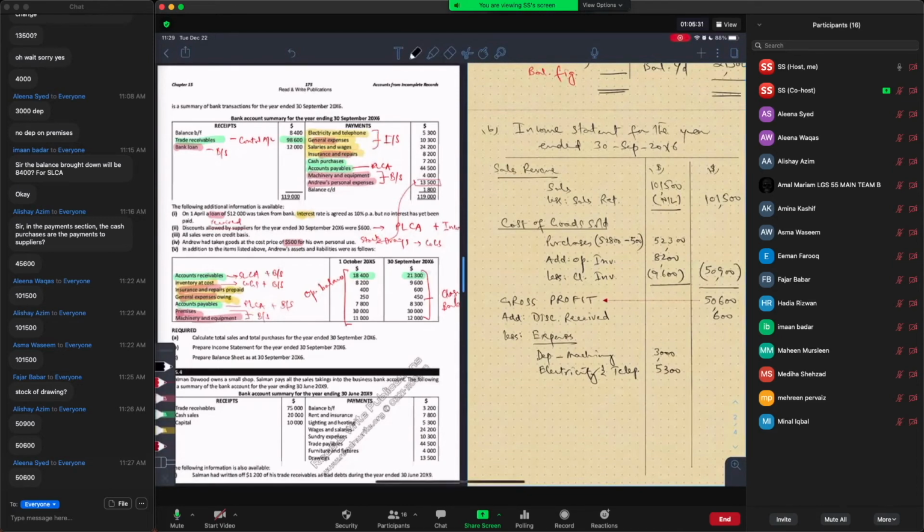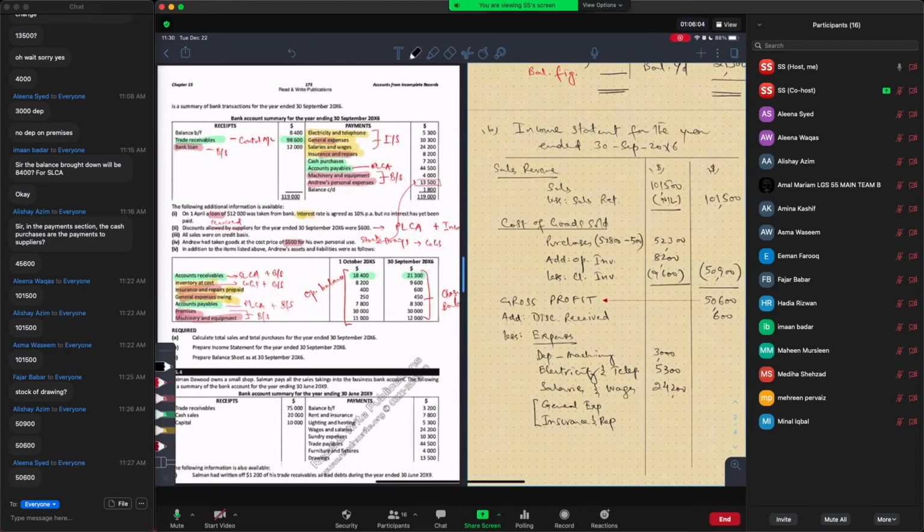Then the second expense is salaries and wages, no adjustment there either. So salaries and wages is also 24,200, right? Then you have general expenses, and then you have insurance and repairs. Now these are the two expenses where we have to adjust accrued and prepayments part.